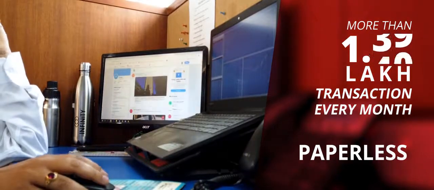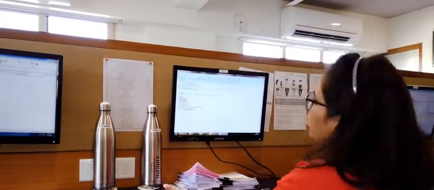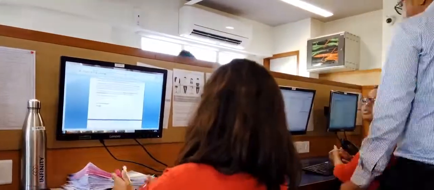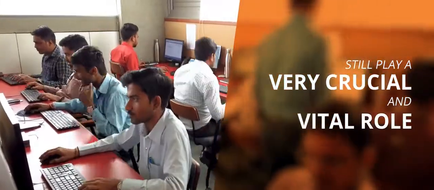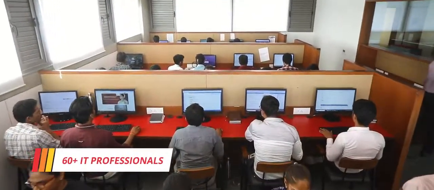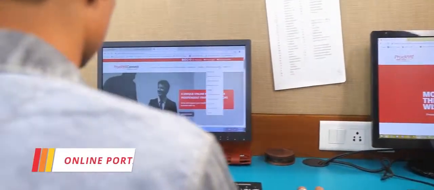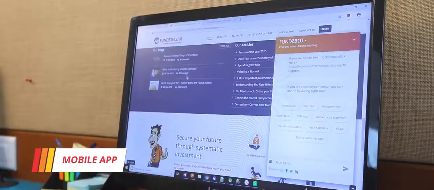is increasing very fast. Apart from departments which deal with partners, there are others which do not directly interact with partners but still play a very crucial and vital role. Let's know them closely. Prudent IT is our backbone, and we have a team of 60 plus IT professionals who look after all our digital assets. Online portals to mobile app to chatbot.